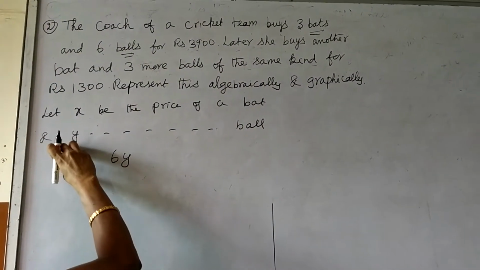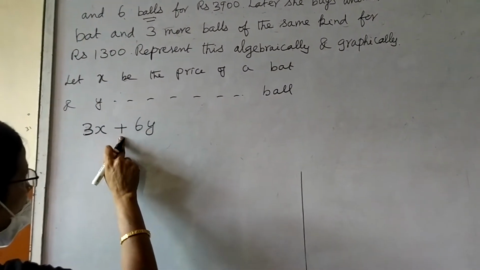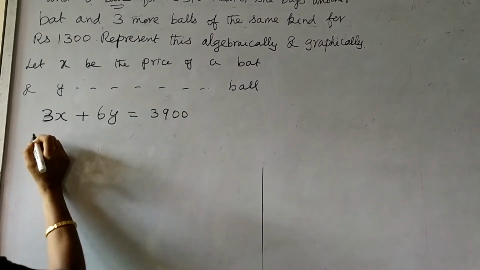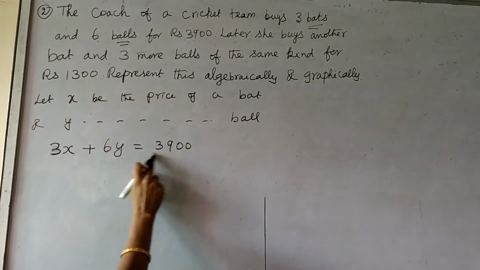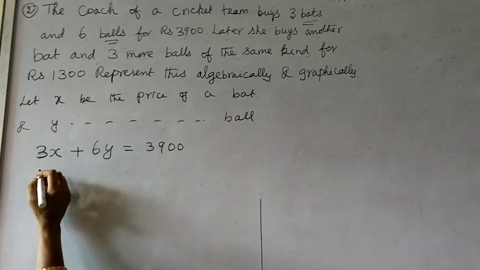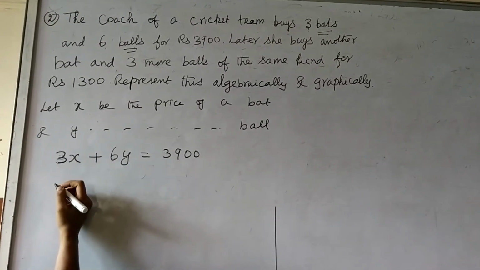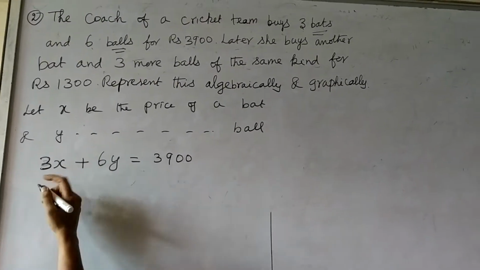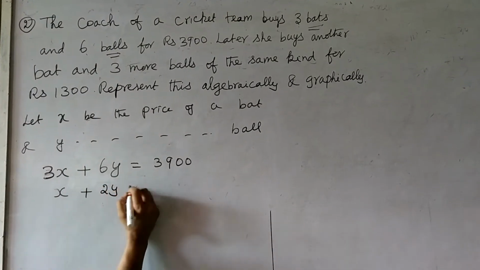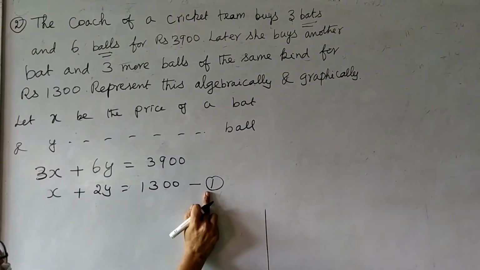So, the cost of 3 bats and 6 balls, it is the total. Therefore, I add a plus sign in between. How much does it become? It is given as 3,900. Here you can see there is a common divisor 3. So, the equation can be reduced by dividing each and every term by 3. Without division also you will get the same answer, but if it is reducible, it is easy to do the further calculation. So, I divide by 3. It is X plus 2Y equals 1,300. So, this reduced equation I have taken as first.